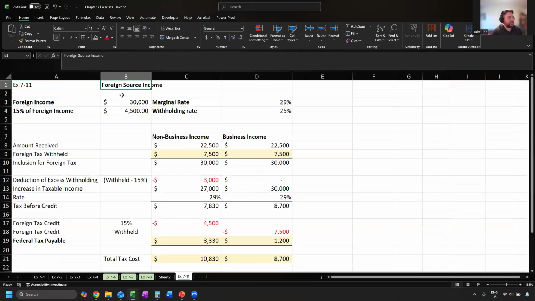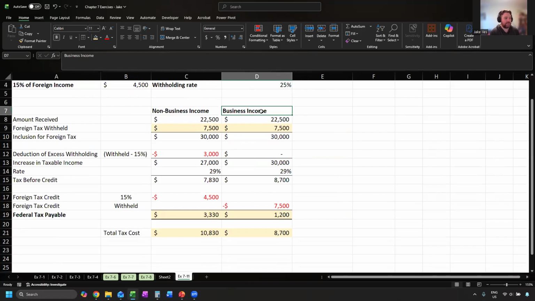So foreign source income, the foreign income was $30,000. Our 15% maximum credit for non-business is $4,500. So our income is $30,000, and our maximum credit for non-business income is $4,500. The withholding rate was 25%, and the marginal tax rate is 29%. So I like to start with the business income because it's more straightforward.